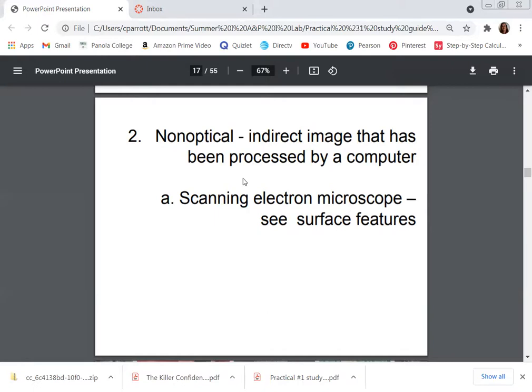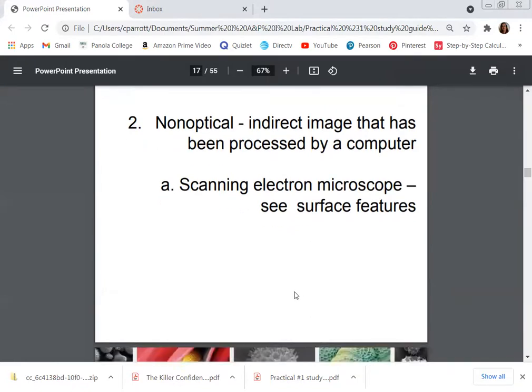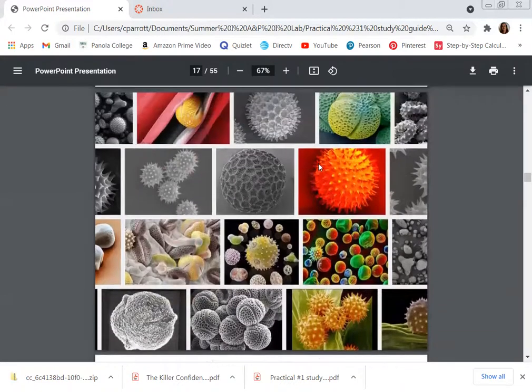The first one is called a scanning electron microscope, and it's called scanning because it's only going to scan the surface features. And this right here, all these images are images from scanning electron microscopes. A bunch of these are pollens. So it's scanning the outside of these pollens, but you can't see any internal structures. So if I gave you a picture of anything looking like these and asked you to identify what type of microscope produced these images, you're going to tell me a scanning electron microscope.